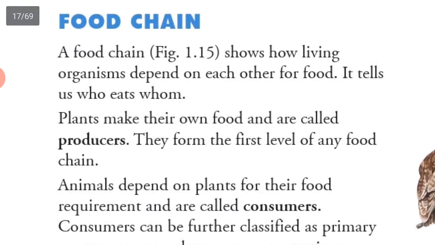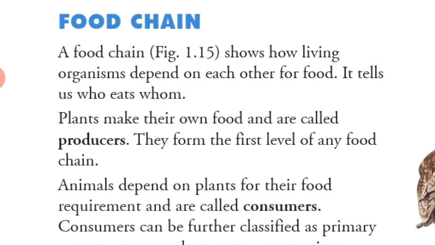A food chain shows how living organisms depend on each other for food. It tells us who eats whom. Food chain basically describes who will be eaten by whom. कौन किसको खाएगा, that is decided by the food chain. Plants make their own food and are called producers. They form the first level of any food chain.